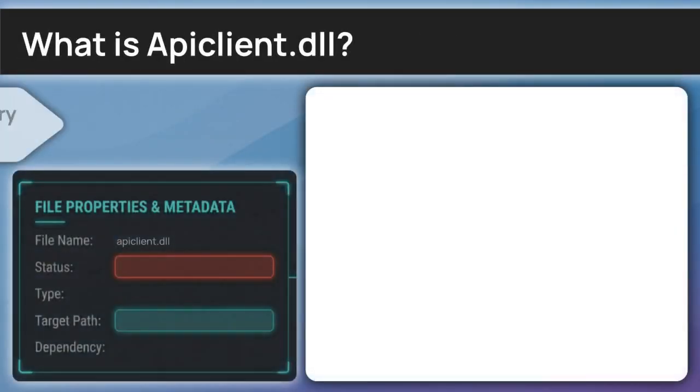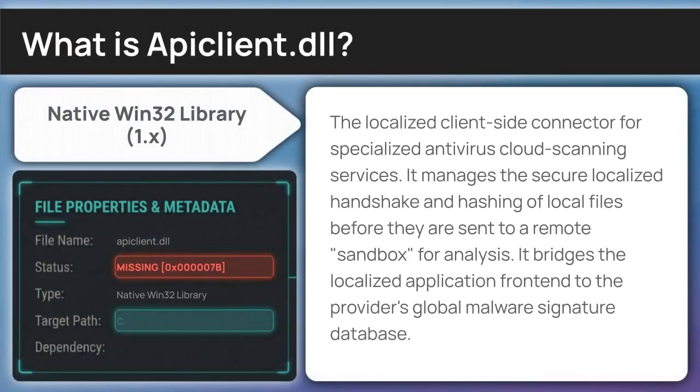This is the API Client Library, the localized client-side connector for specialized antivirus cloud scanning services. It manages the secure localized handshake and hashing of local files before they are sent to a remote sandbox for analysis. It bridges the localized application front-end to the provider's global malware signature database. Now that the technicals are covered, let's run the official installer.